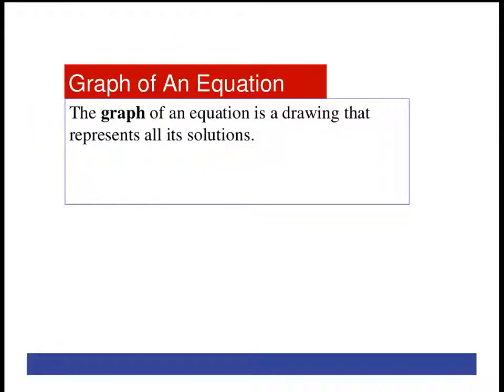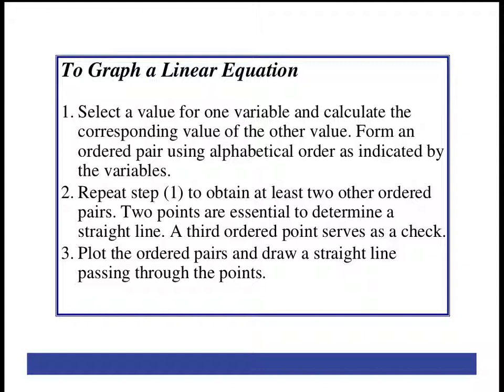The graph of an equation is a drawing that represents all of its solutions. To graph a linear equation, we're going to select a value for one variable and calculate the corresponding value of the other variable, and that will create an ordered pair. We're going to repeat step 1 to obtain at least 2 other ordered pairs.